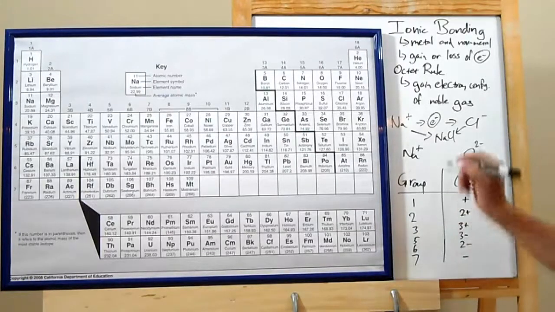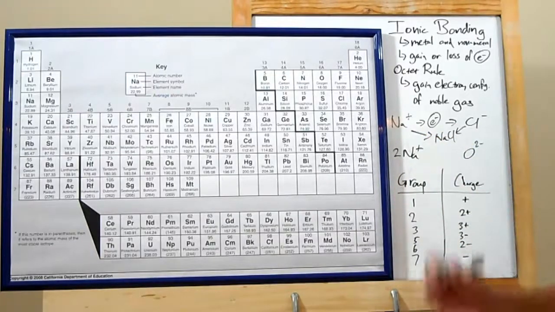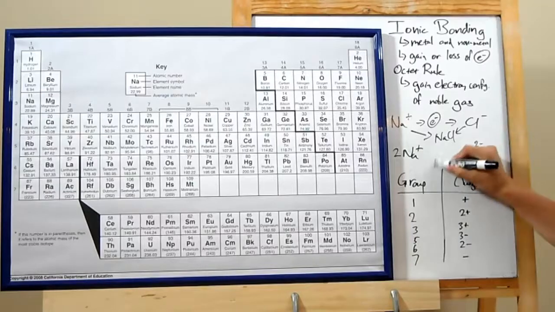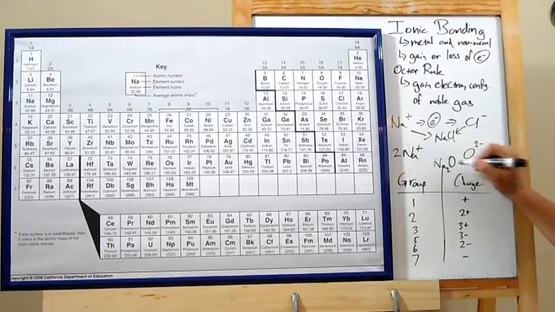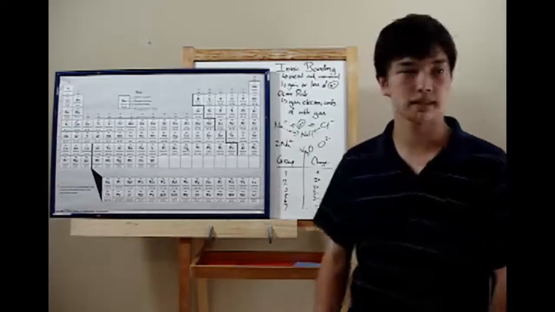To fix this, just throw in another sodium. 2 sodiums can donate 2 electrons to give oxygen its 2- charge, and the net charge of Na2O, write the 2 in subscript, is 0, 2 pluses and 2 minuses.